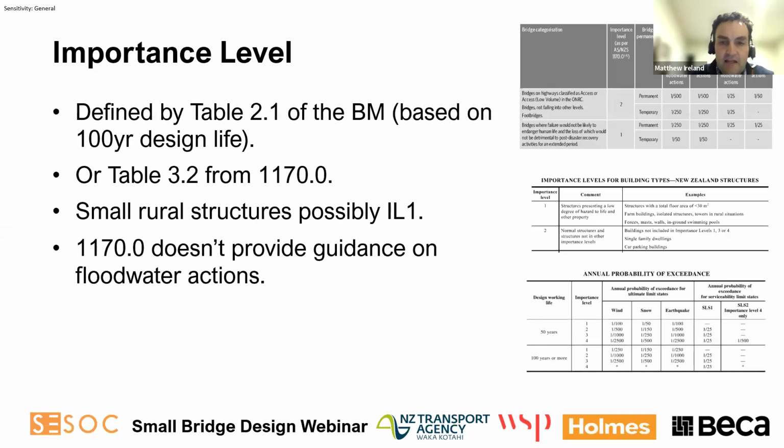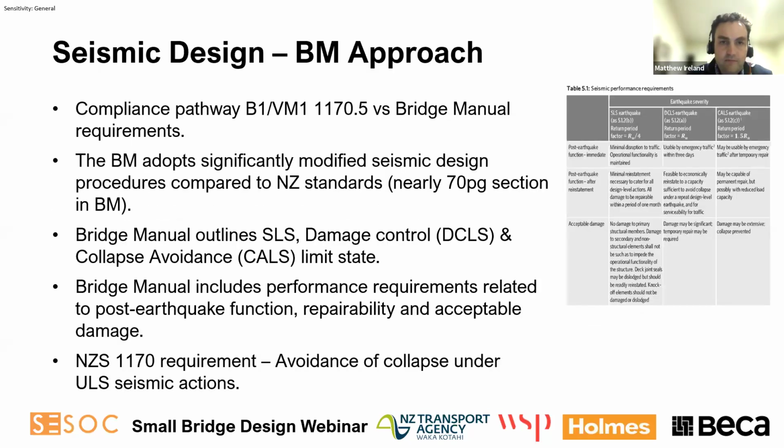But in saying that, obviously the bridge manual was written more in the context of bridges, and 1170 is written more in the context of buildings. So the likes of the 1170 tables don't provide annual probabilities of exceedance for floodwater actions. So you're going to end up probably referring back to the bridge manual for guidance. Cool. Next slide, please, Jamal.